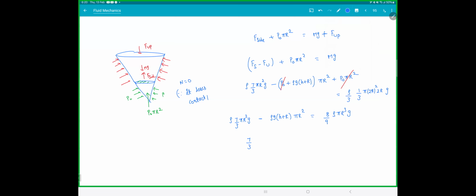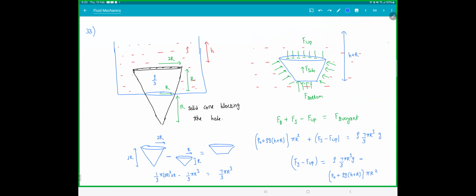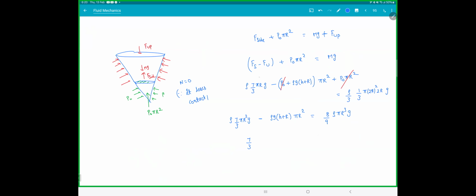I missed something there. This was cube. So this will be 7r by 3, minus, rho is cancelled, pi r square is cancelled. So you are stuck with h plus r. This guy will be 8r by 9. How much is this? 7r by 3 minus r is 4r by 3, minus h is equal to 8r by 9. Therefore, h is equal to 4r by 3 minus 8r by 9. Multiply by 3, that is 12 minus 8 is 4, so 4r by 9.